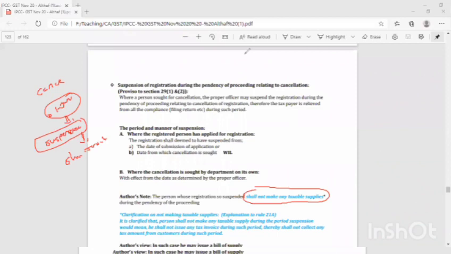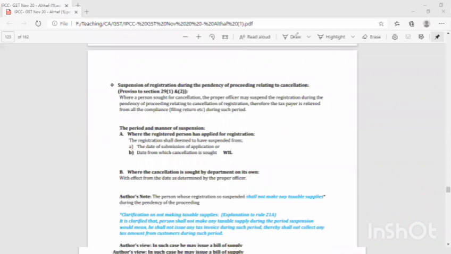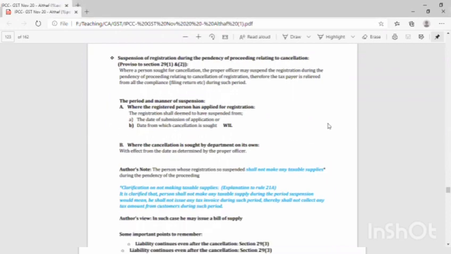How can the department say that you should not make supply, because we are not cancelled, we are not stopping the business. We just cancelled the registration. So we cannot stop supplying the goods, correct? So they clarified that what they actually intended is that during the time of suspension, you should not issue tax invoices. It doesn't mean that you should stop your supply. You should not issue the tax invoice, that's it. That was the clarification they gave.